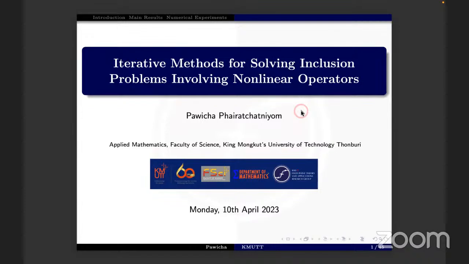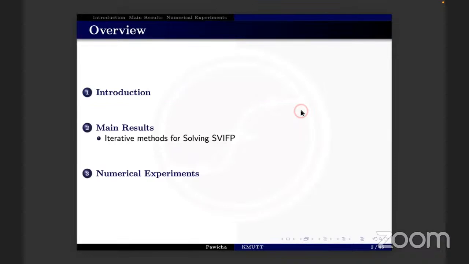Good afternoon, everyone. My name is Pravicha Bharataniam, and today I'm going to present my dissertation titled Iterative Methods for Solving Inclusion Problem Involving Nonlinear Operators. I have three sections: the introduction, main results, and numerical experiments. Let's move on to the first section.